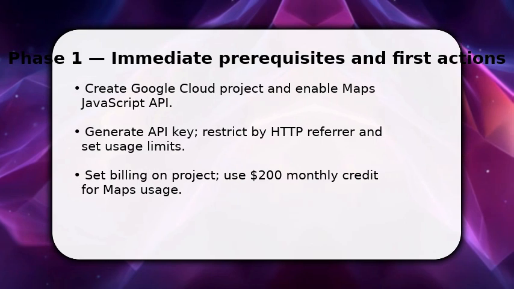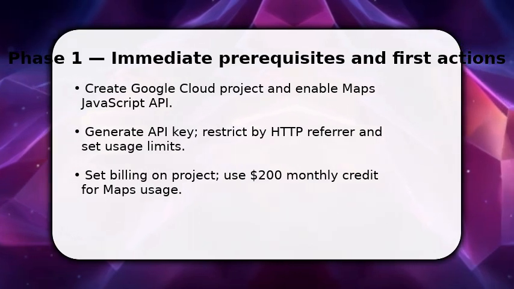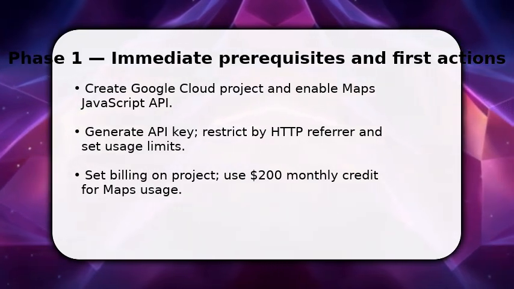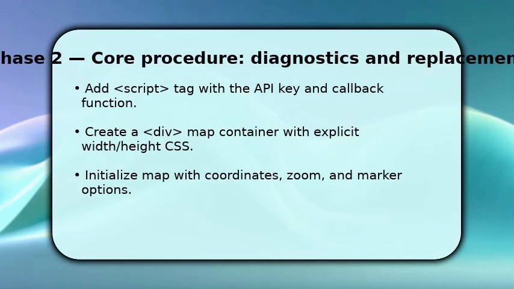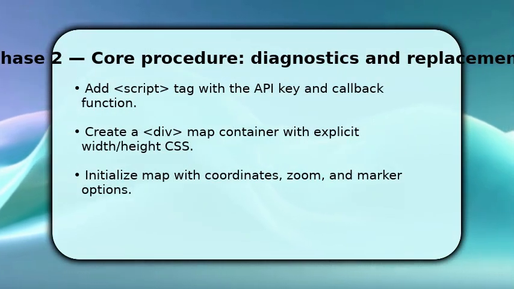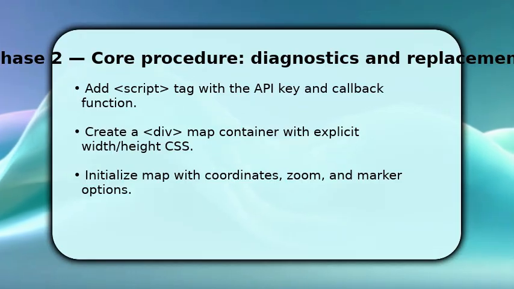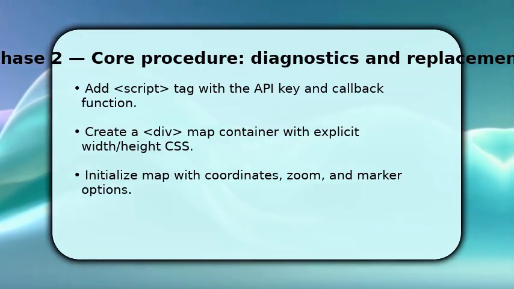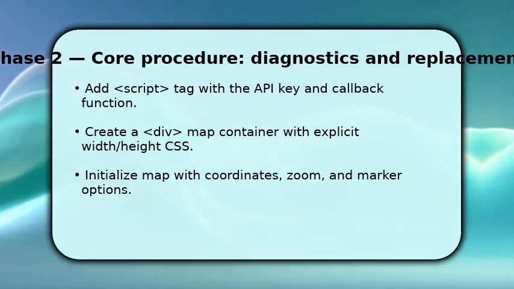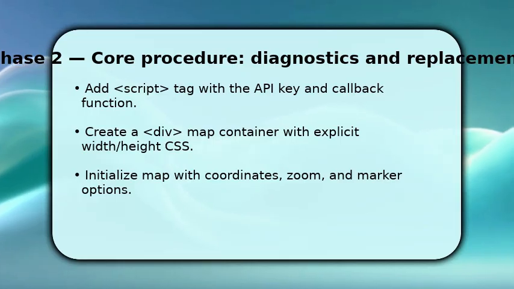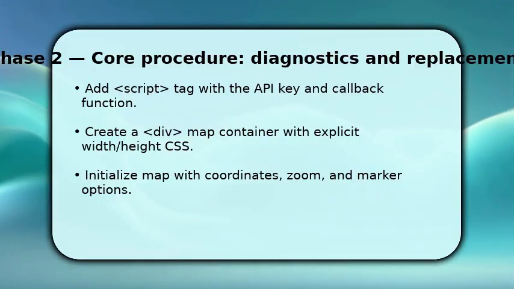You place the Maps JavaScript include in your page head, inserting your API key and specifying a callback like initMap. Next, add a container div with explicit CSS width and height so the map can render. Browsers need that. In your initMap function, create a new Google Maps map using coordinates, a zoom level, and optionally a marker and info window for clarity.